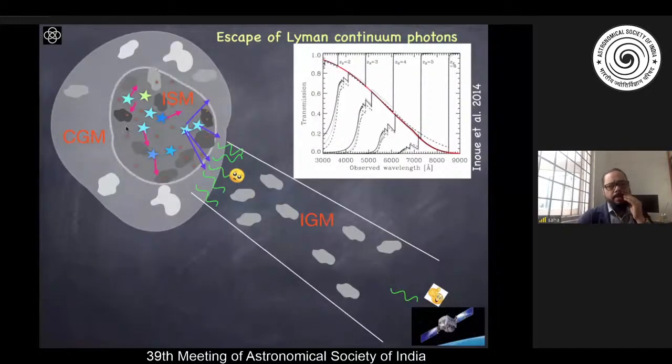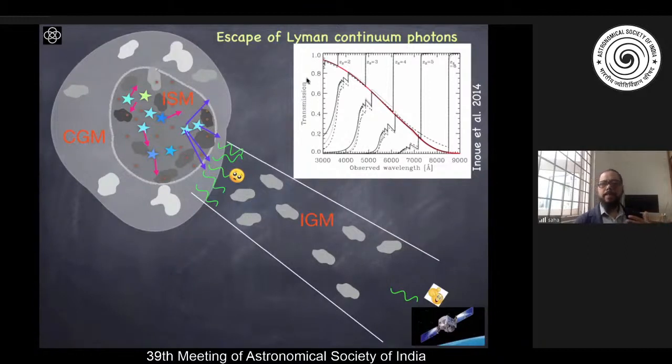So there's a cartoon here, and what I'm showing is the whole complicated picture, starting with the galaxy's ISM. If some photons make their way to escape from the ISM of the galaxy, there is the CGM, the circumgalactic medium, where they can also be absorbed. And even if some of them manage to escape, there is the intergalactic medium between the galaxy and us, and many of these photons will be absorbed here, and maybe very few will reach us.